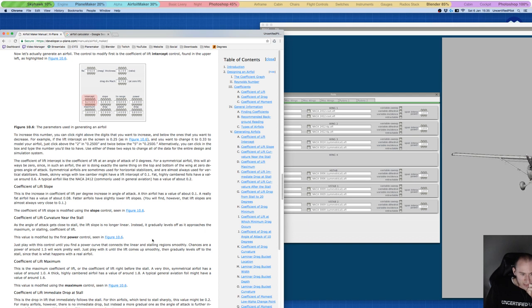Now, coefficient of lift slope. This is the increase in coefficient of lift per degree increase of angle of attack. Yeah, that makes sense as a measure. Or decrease, I guess. A thin airfoil has a value of about 0.1. A really fat airfoil has a value of about 0.08. That surprises me.